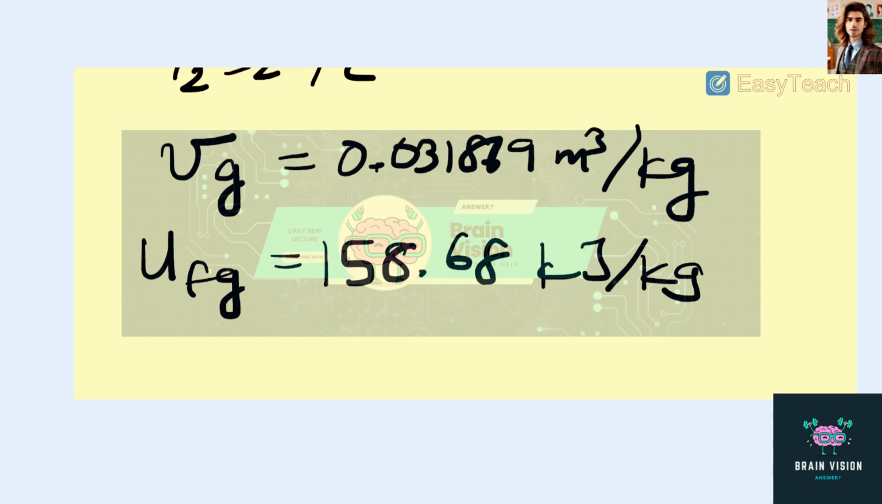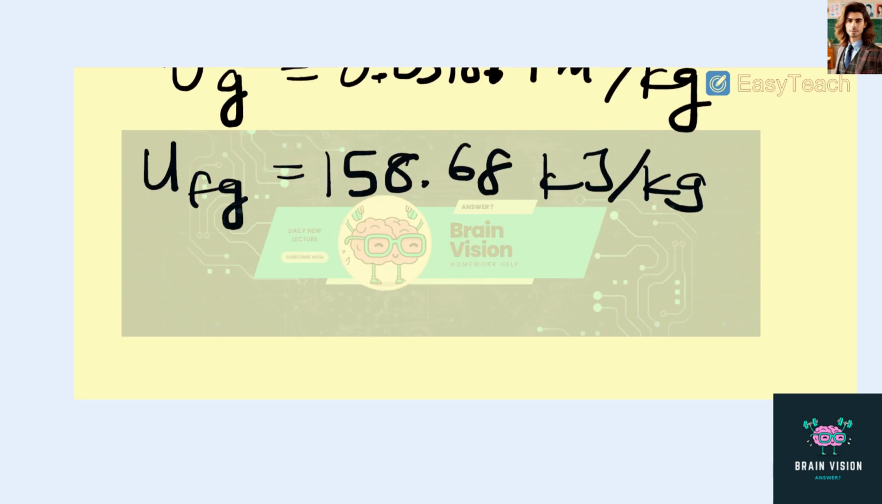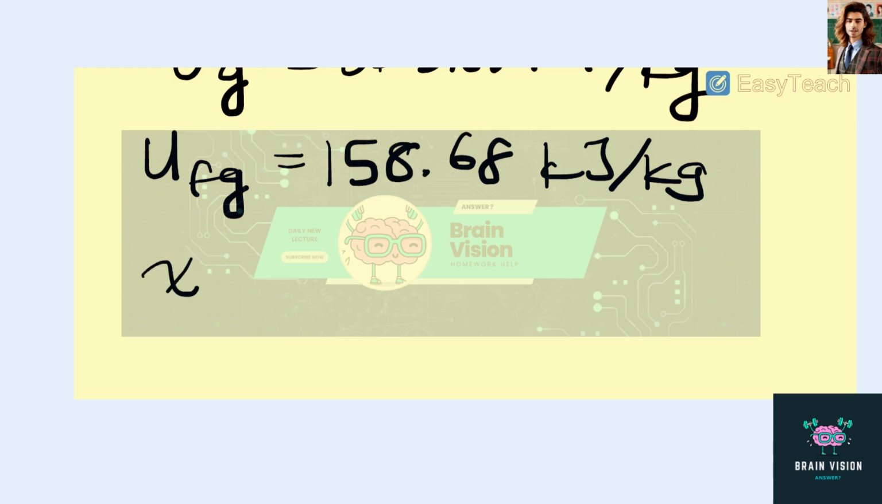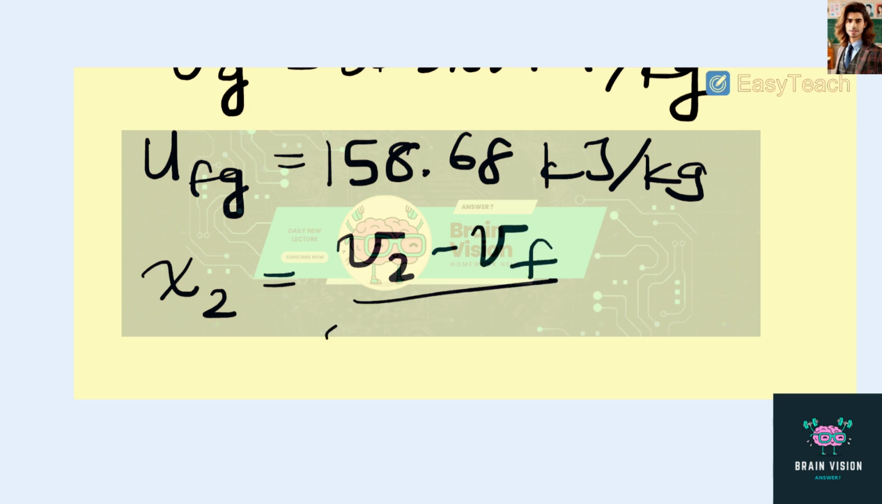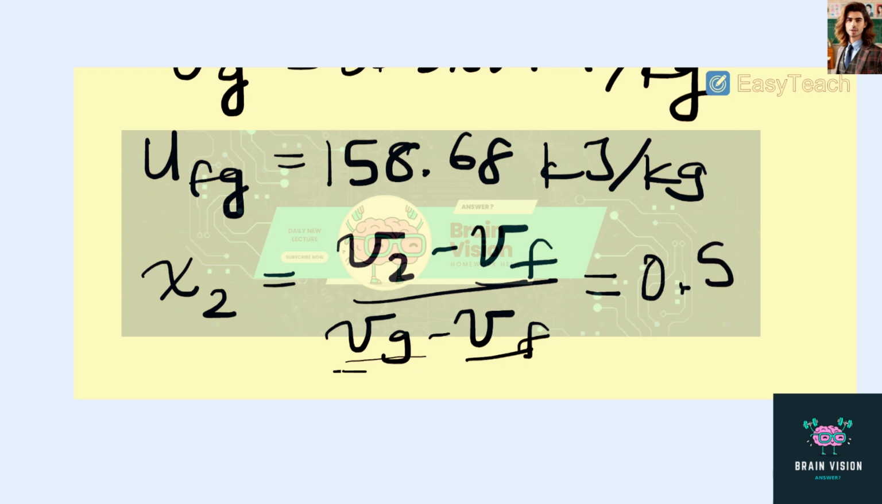Now we can use these quantities to solve for X2. X2 is V2 minus VF all over Vg minus VF. We know these quantities from the table, and we know the specific volume at 2, so the quality at the end is 0.5056.